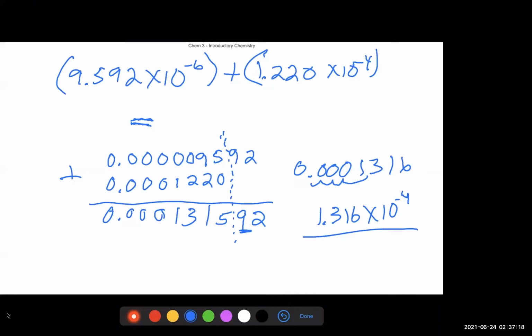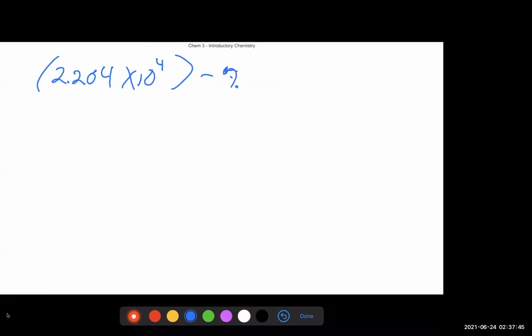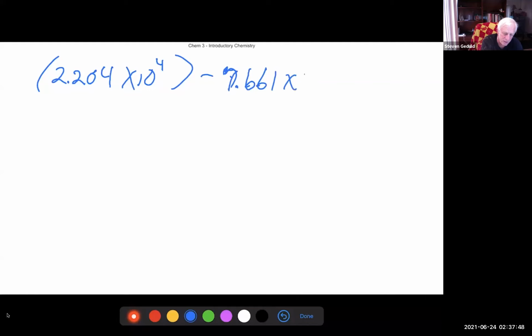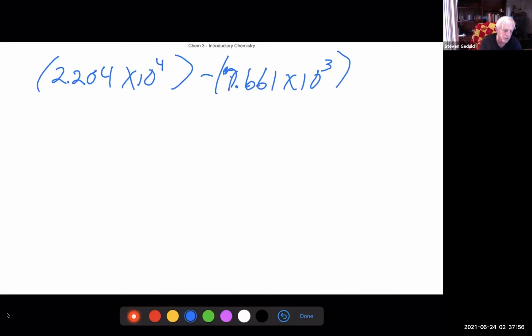I have another question. Sure, go for it. Okay, so it's basically the same thing, but instead it's subtracting. So it's 2.204 times 10 to the negative, I'm sorry, times 10 to the 4 power. Minus 7.661 times 10 to the third power. Okay. So write it out.